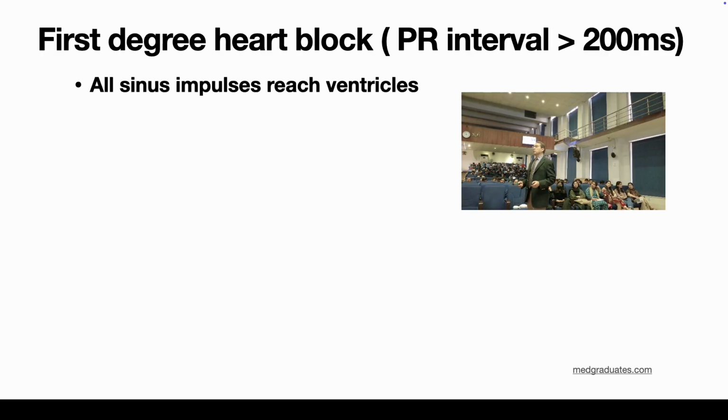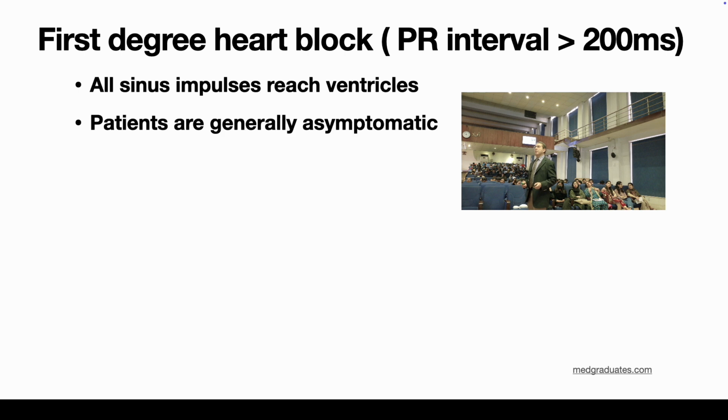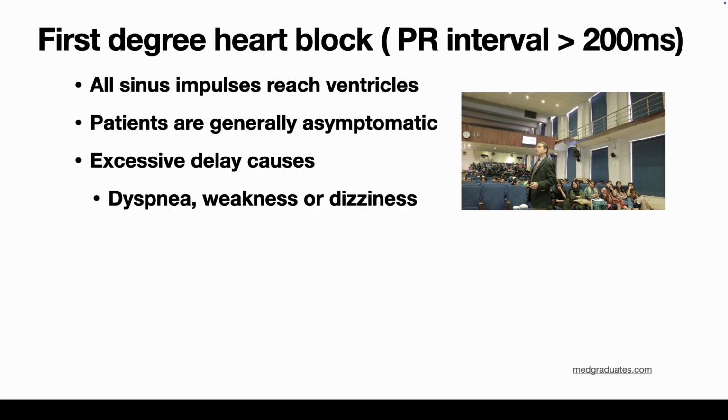PR interval is more than 200 milliseconds. All impulses reach ventricles. Patients are generally asymptomatic. Patients only become symptomatic if they have structural heart disease. For example, if they have heart failure, if they've got abnormal coronaries. Because of the delay in conduction, that can result in dyspnea, weakness, and dizziness. But in normal hearts, this does not cause any symptoms. So the patient can have dyspnea, weakness, or dizziness.